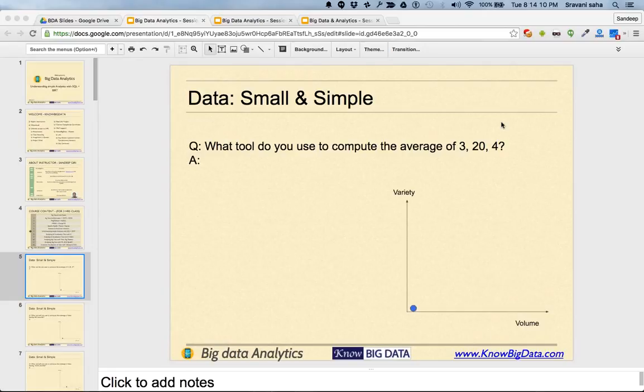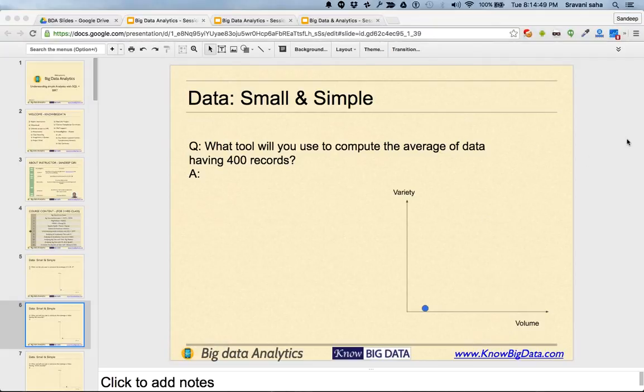You just have to tell me the tool. Correct. We will just use pen and paper. Or sometimes not even the pen and paper. Pen and paper or whiteboard, you can just compute. So the problem of computing the average is a data analytics problem where volume is very small and variety is very small. Variety means the complexity.